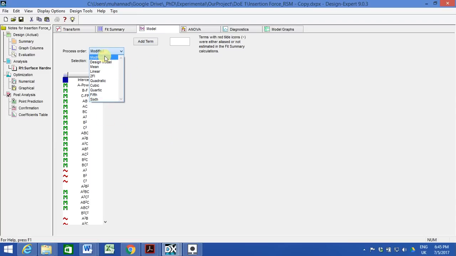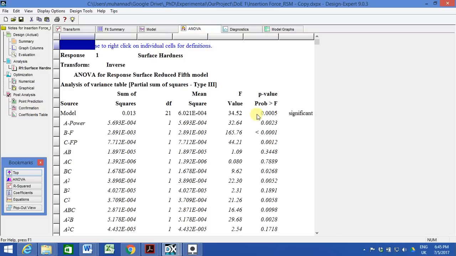These are the solving methods, different options, and also the degree of regression. Go to the ANOVA table. Number one to check in the ANOVA table is the model, the p-value of the model, to know whether it's significant or not. This is number one to check.